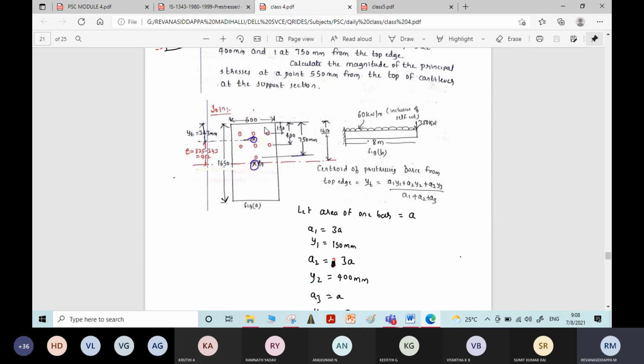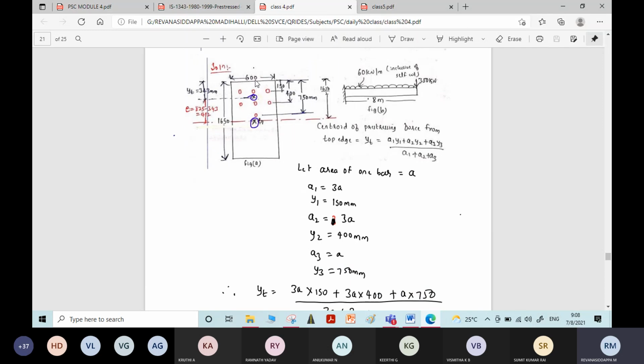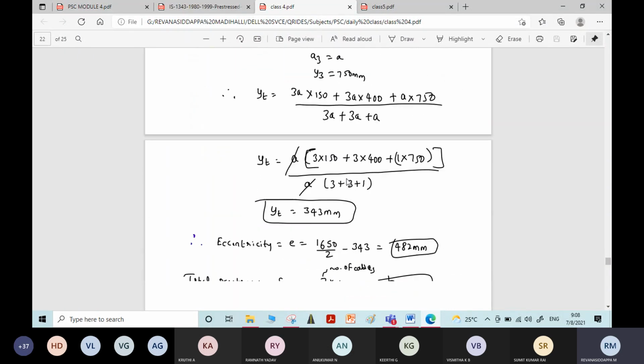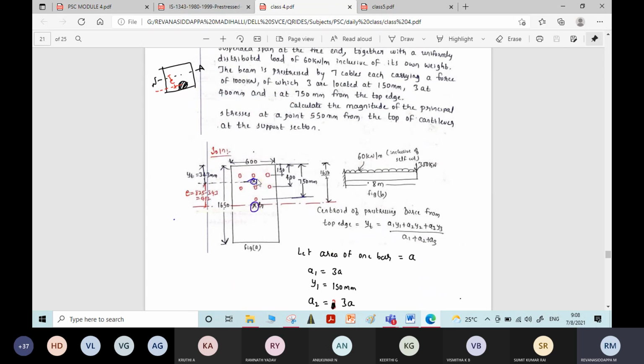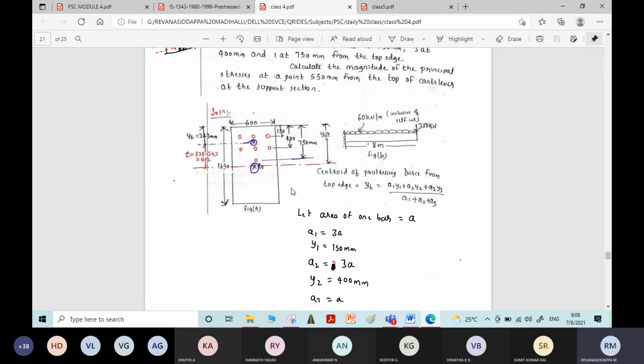As the bars are at different locations, they are not in a single line. 3 bars are at 150, 3 bars at 400 and 1 bar at 750 mm. First we need to locate the centroid of these bars. That we have already done. From the top we have located the centroid of the pre-stressing force carried by these bars. That we got as 343 mm, which I have mentioned in the figure.